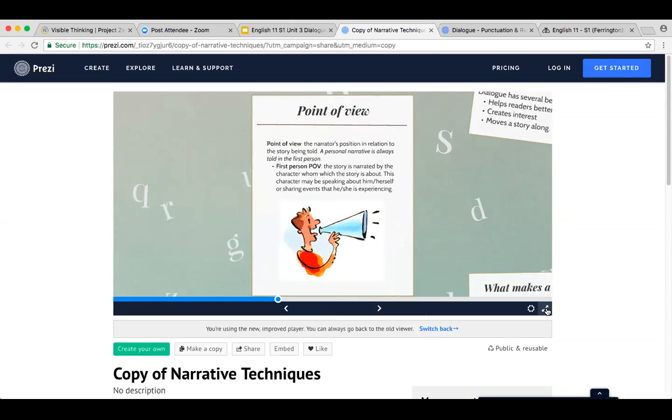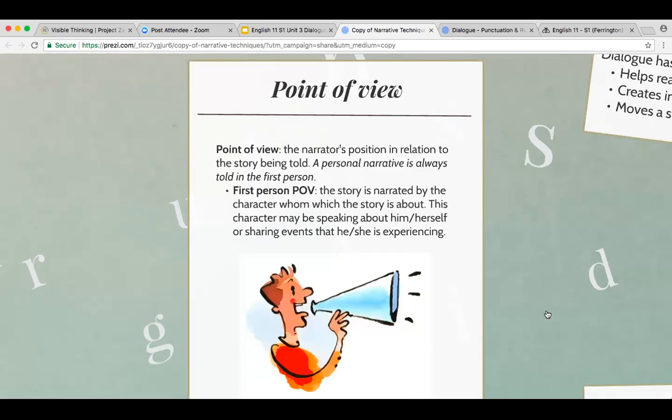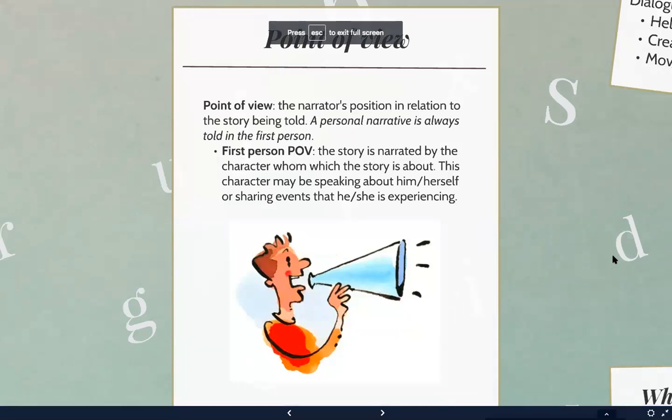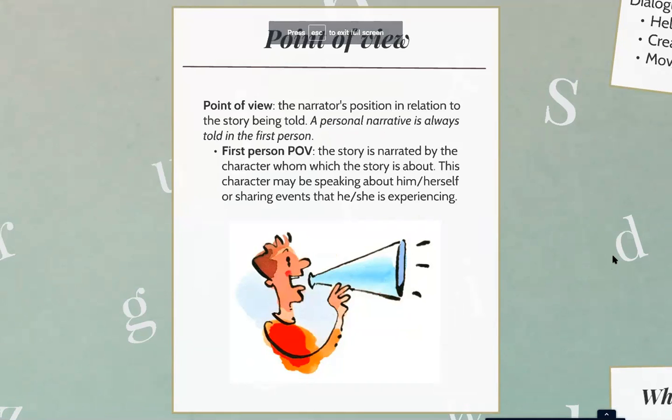The first narrative technique we're going to talk about is point of view. The point of view is who is telling the story and what relationship do they have to the story. A personal narrative is always going to be told in first person. That means that you can use the phrases I and we.